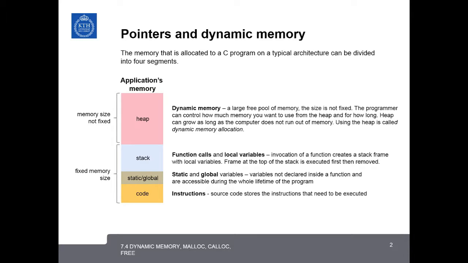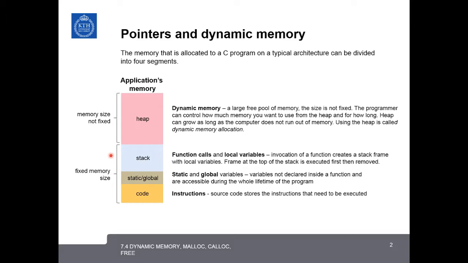When you run a C program on your computer, it uses two types of memory from the operating system, static and dynamic. The static memory is a fixed size determined by the compiler. It consists of the code, which includes the source code and the instructions that need to be executed, static and global variables, as well as the stack, which is used to store function calls and local variables. Everything that has to be stored in the static memory must have a known size when you compile.